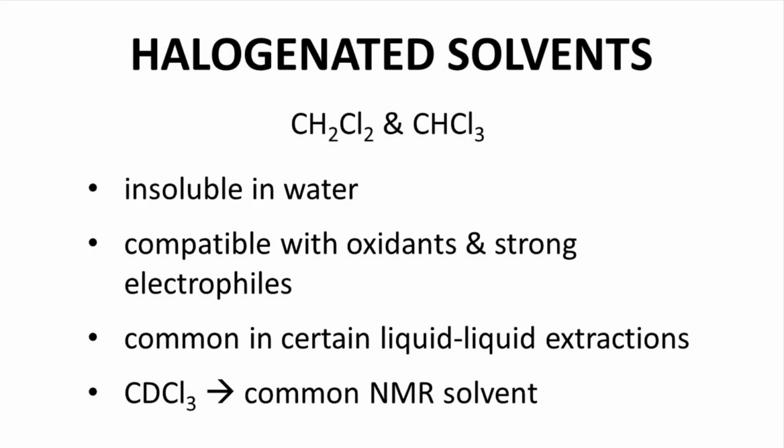The halogenated solvents include methylene chloride, also called dichloromethane or DCM, and chloroform. As solvents, methylene chloride is far more common. It is not miscible in water. Halogenated solvents are especially resistant to oxidants and strong electrophiles. The last two items on this slide are not related to their use as reaction solvents.